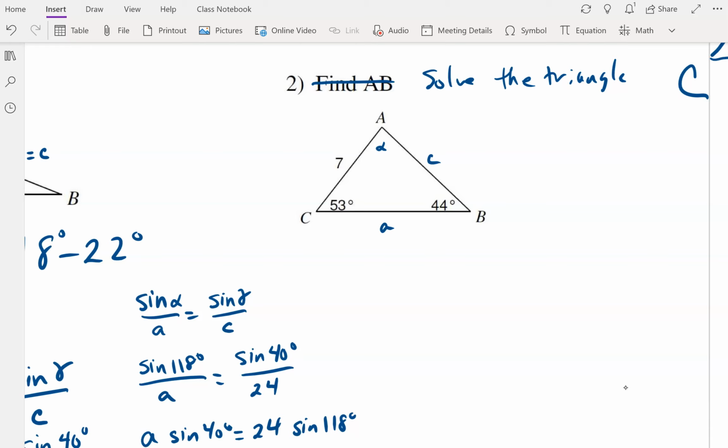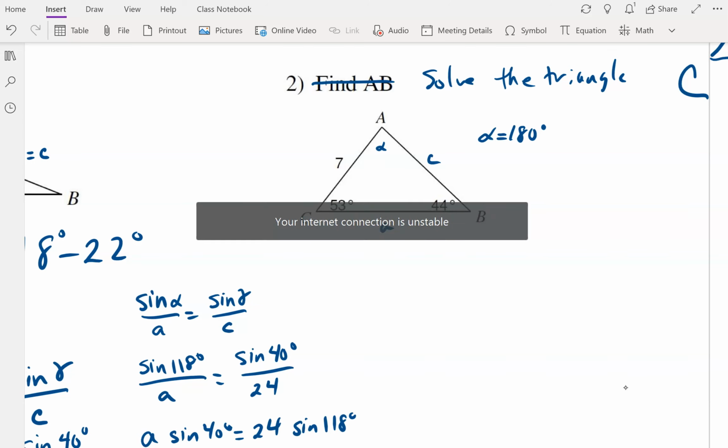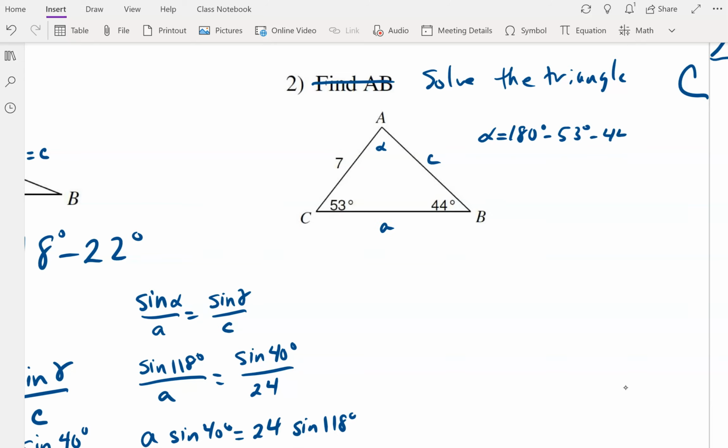Just like in the previous problem, I think the easiest thing to find is the alpha, because I'm given two of the angles. I'm given the 53 and the 44. So to be able to find the alpha, I just have to take the 180, subtract the 53, and subtract the 44. Now 53 and 44 together make 97, so if I subtract that, we get 83. I'm doing my arithmetic right in my head. I'm trying not to switch back over to the calculator more than I have to.